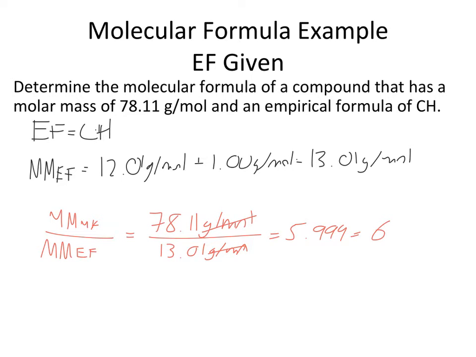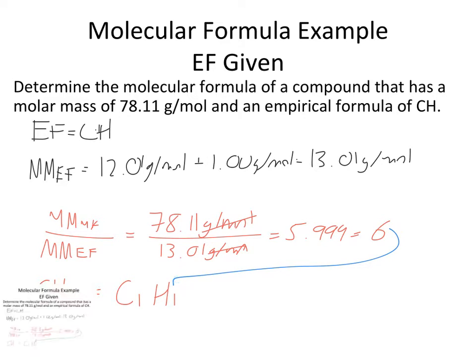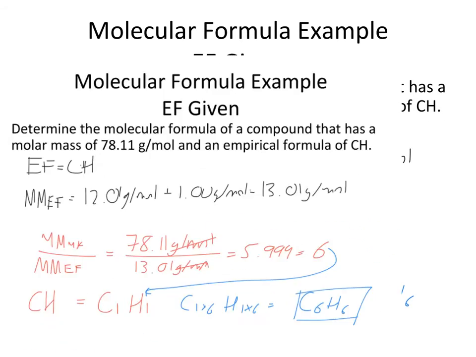So I go back to my empirical formula, which is CH, but remember, if there's no subscripts, the subscripts are 1. So I'm just going to rewrite them that way, C1H1. And so what I'm going to do is take this 6 and multiply these subscripts out. So I'm basically going to have C 1 times 6 and H 1 times 6. And so what I'm going to get is C6H6. And that is my molecular formula.